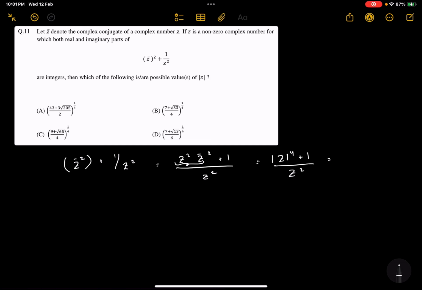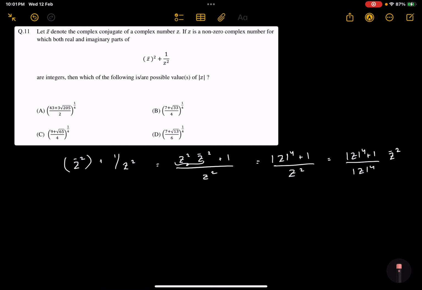And now we'll write this as mod z to the power of 4 plus 1 times conjugate of z square, by multiplying the numerator and denominator with this. So the given expression simply becomes this.